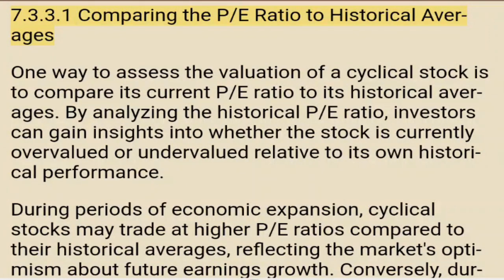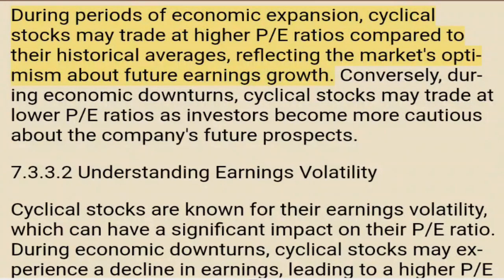7.3.3.1 Comparing the P/E ratio to historical averages. One way to assess the valuation of a cyclical stock is to compare its current P/E ratio to its historical averages. By analyzing the historical P/E ratio, investors can gain insights into whether the stock is currently overvalued or undervalued relative to its own historical performance. During periods of economic expansion, cyclical stocks may trade at higher P/E ratios compared to their historical averages, reflecting the market's optimism about future earnings growth. Conversely, during economic downturns, cyclical stocks may trade at lower P/E ratios as investors become more cautious about the company's future prospects.